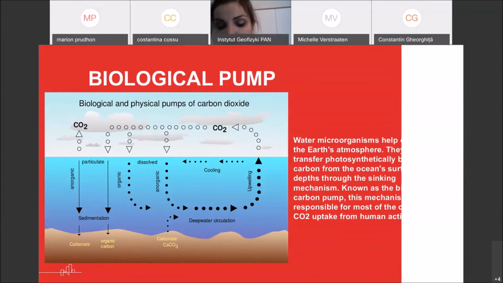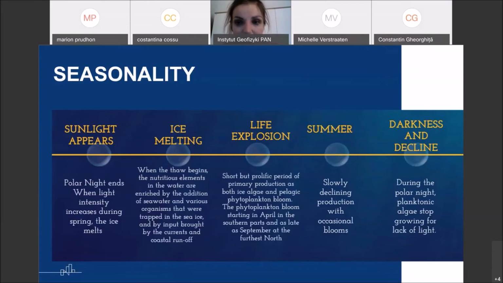If anything happens in Arctic regions, if there's any disruption in the phytoplankton community, and on the other hand, when the water is warmer, this can disrupt this pump phenomenon significantly.